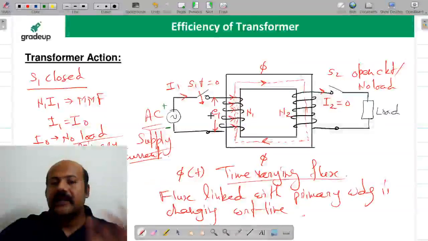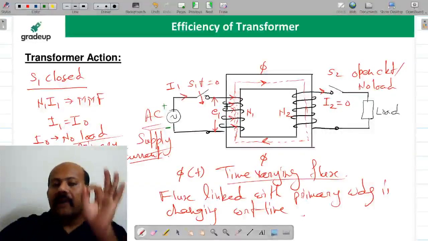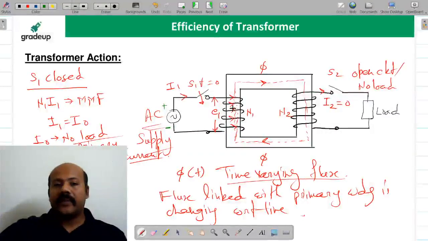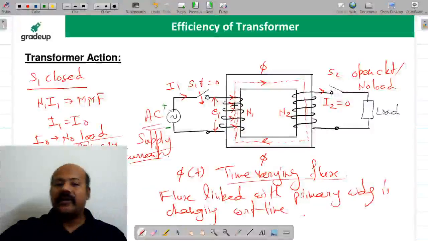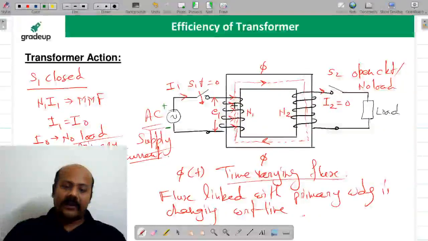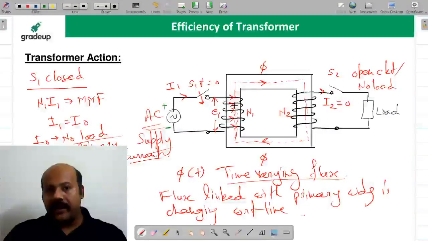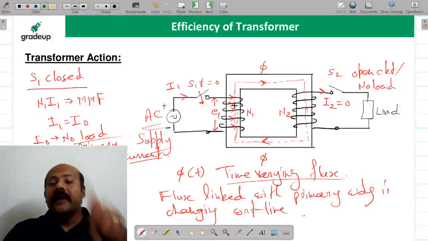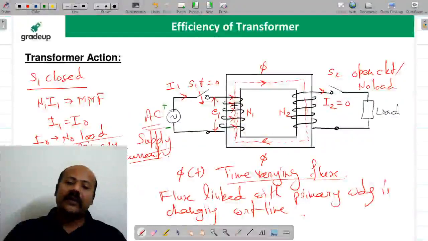Now I am saying this, I will write this and you understand it. The polarity of induced EMF E1 would be such that, if given an opportunity, it will circulate the current in the direction to oppose this change in flux. I am saying it again. The polarity of induced EMF E1 is going to be that polarity that, given an opportunity to circulate its own current, it will circulate the current in the direction so as to oppose this change in flux.